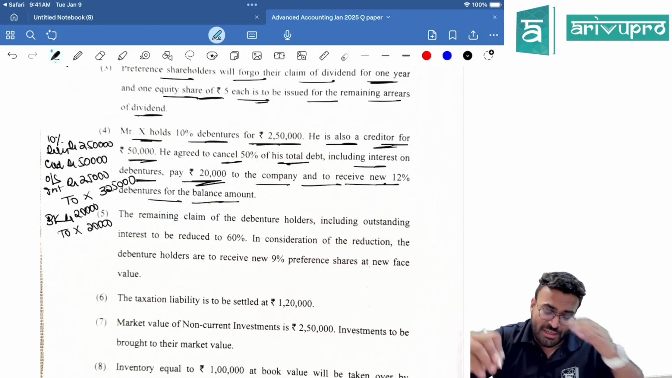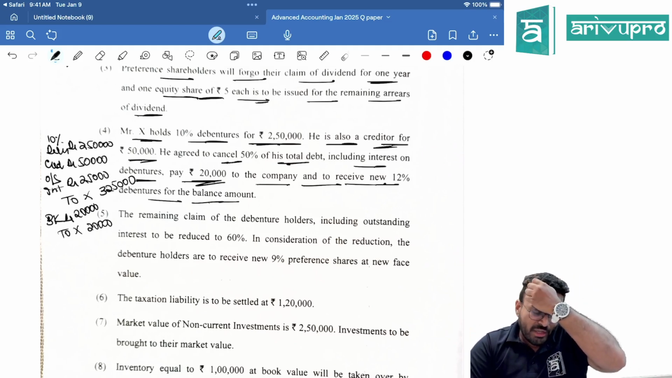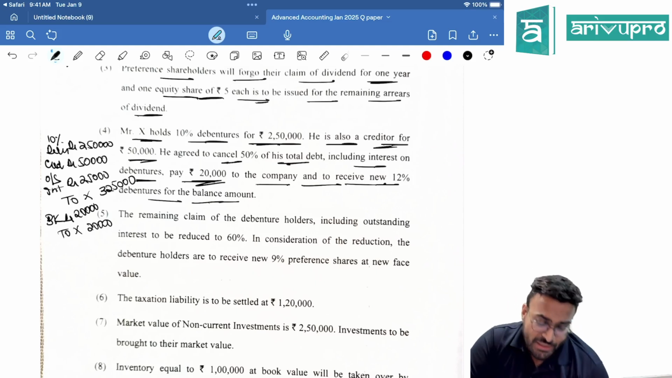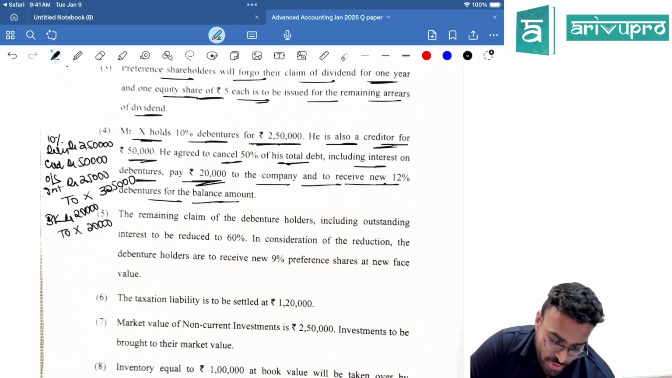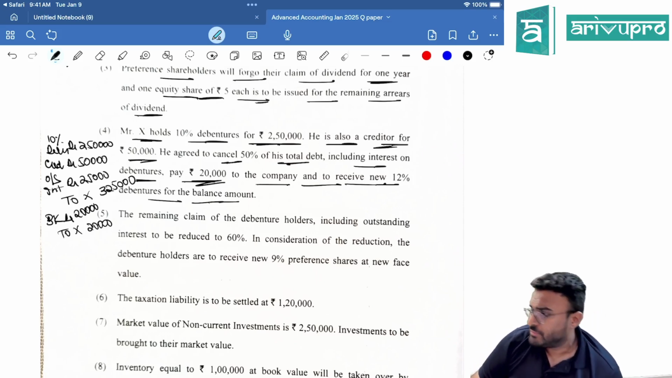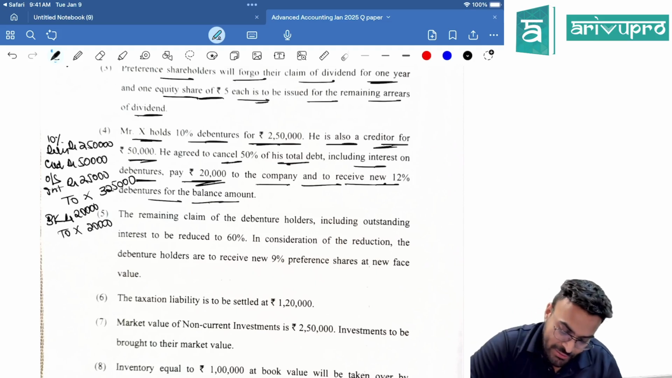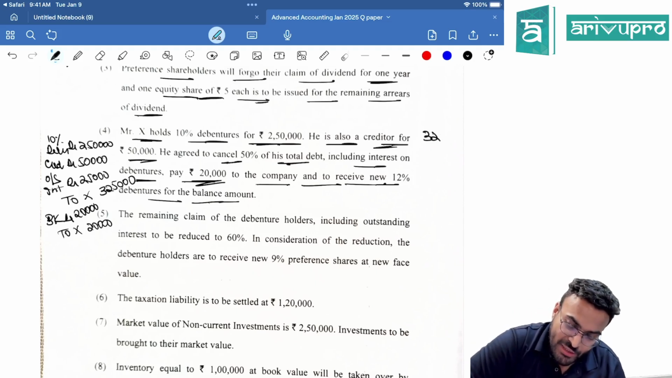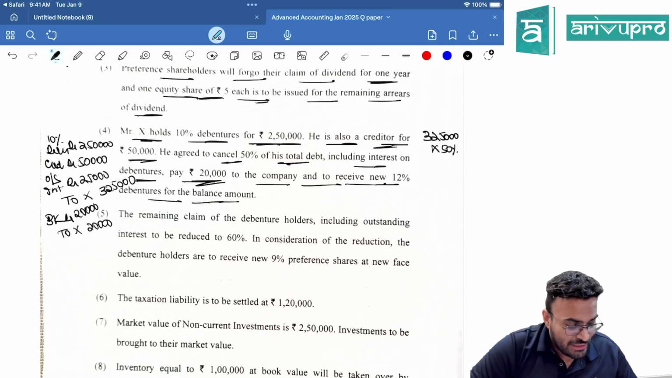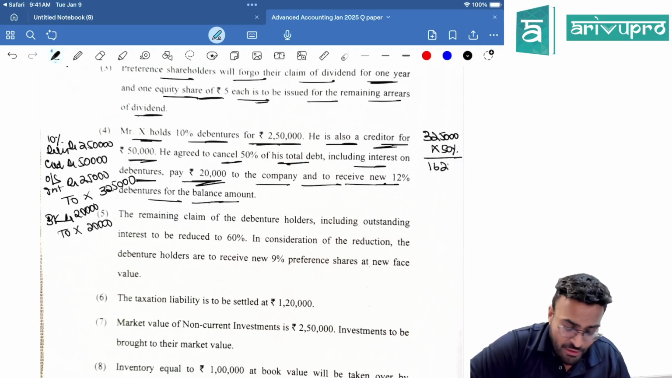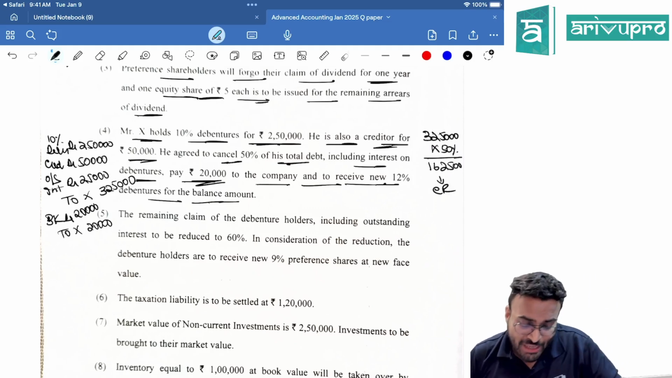50% of his total debt he'll cancel. So now what he will do, 50% of the total debt he'll cancel. So 3,25,000 is going to be cancelled plus 20,000. Okay, we can do one thing. Out of 3,25,000, half is cancelled. 50%. So 3,25,000 into 50% is 1,62,500. This is cancelled. This will go to capital reduction.